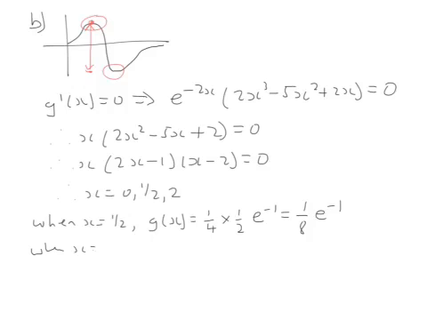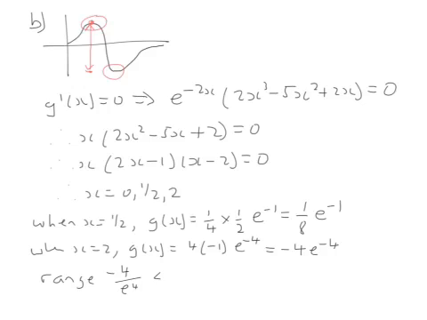When x equals 2, g of x is x squared times 1 minus x, 1 minus 2 is minus 1, times e to the minus 2x, that's e to the minus 4. So we can write that as minus 4e to the minus 4. So the range is minus 4 over e to the power 4 is less than or equal to g of x is less than or equal to 1 over 8e.